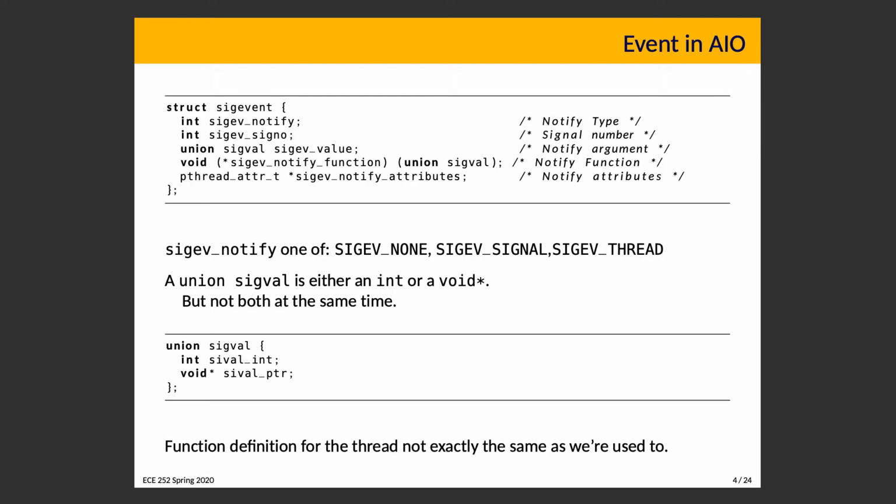So if you choose the signal approach, then you specify in the second part of this structure the signal number. So you want to send signal number 1, hang up, or something. You have a signal handler that's registered for it, and you say when the AIO is done, send me this signal, and then the signal handler will activate. So that'll work pretty well.